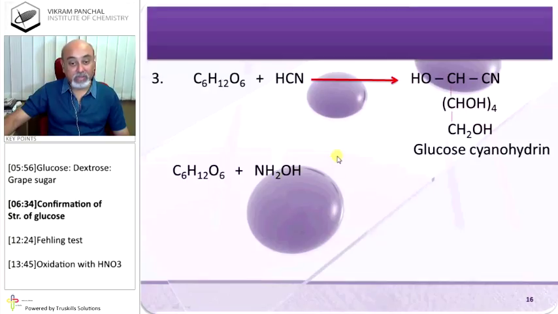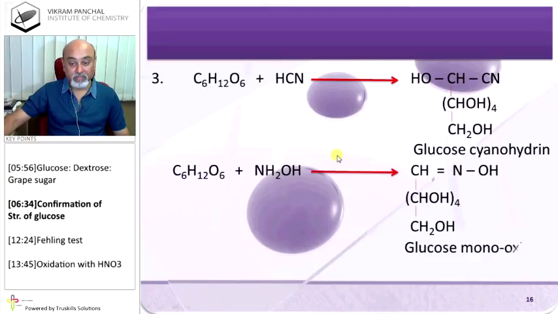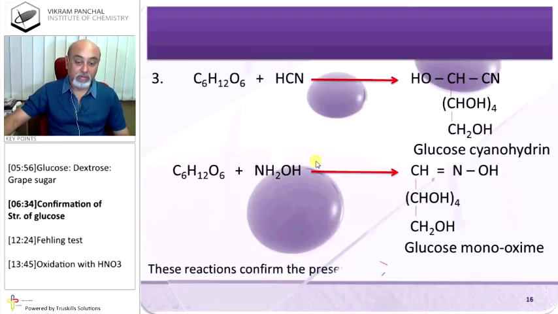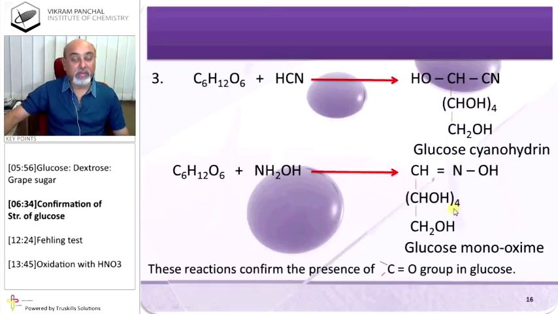Glucose also reacts with NH2OH, hydroxylamine. It also gives a condensation reaction and produces glucose oxime. So these two reactions confirm the presence of a carbonyl group in glucose. The compound which contains a carbonyl group gives these two types of reaction. This is nucleophilic addition to the carbonyl group, and this is condensation reaction to the carbonyl group, and these products exist. It suggests that glucose must contain a carbonyl group.